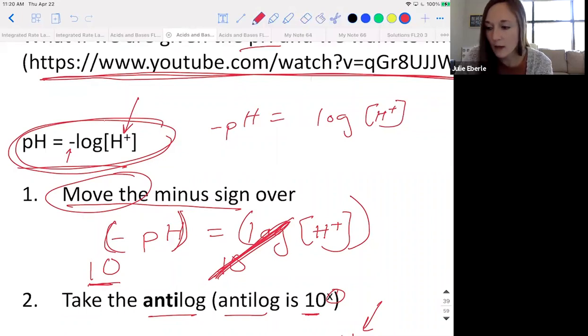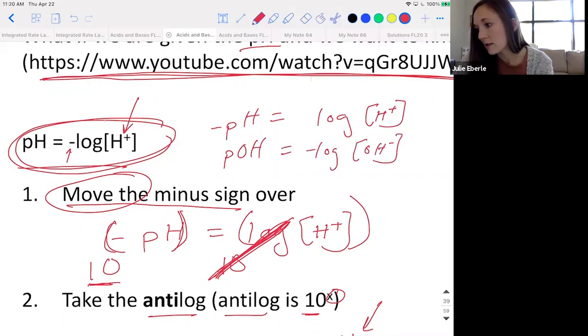Same idea if we had pOH, right? We know pOH equals negative log of OH minus. So we move the minus sign over, and it undoes it on this side. So that's why we have that negative when we do 10 to the power of the exponent. That negative doesn't go away. We still have to account for it.